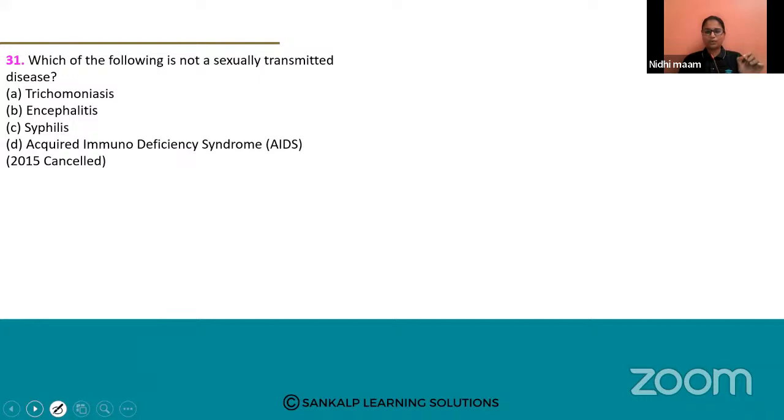Which of the following, again the same kind of question, read the question. Which of the following is not a sexually transmitted disease? They are asking which of these is not a sexually transmitted disease. A is trichomoniasis, B is encephalitis, C is syphilis, D is acquired immunodeficiency syndrome. Which is not a sexually transmitted disease?